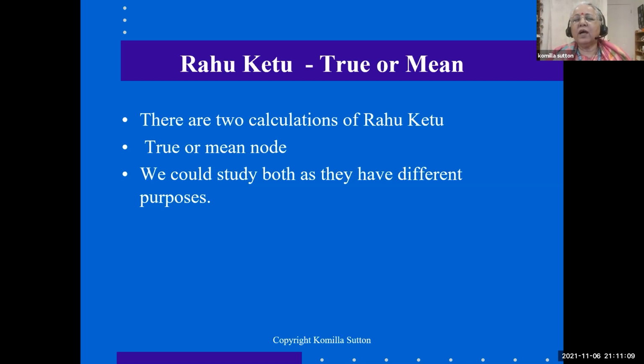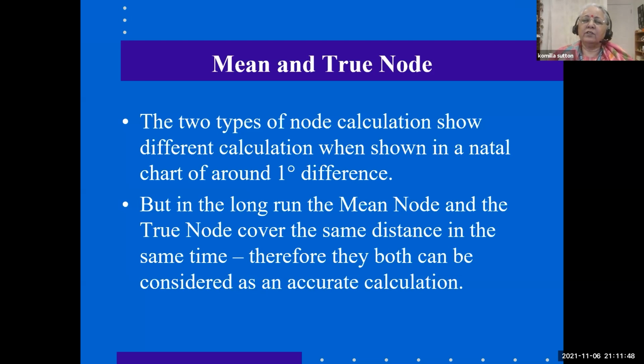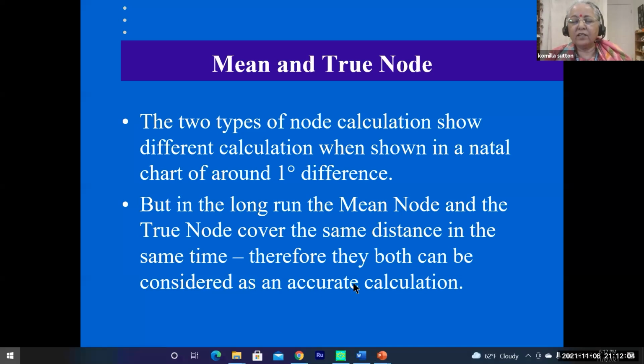So Rahu Ketu have two calculations, true and mean node. We should study them both, as they have different purposes. Actually, last year I did a conference on Rahu Ketu, and we had some great scholars talking about Rahu Ketu. And one of the things that was very predominant is what node to use, true node or mean node. But both of them have a slightly different purpose. The two types of nodes show a different calculation when shown in natal charts of around 1 degree. But in the long run, mean node and true node cover the same distance in the same time. Therefore, they can both be considered as an accurate calculation.